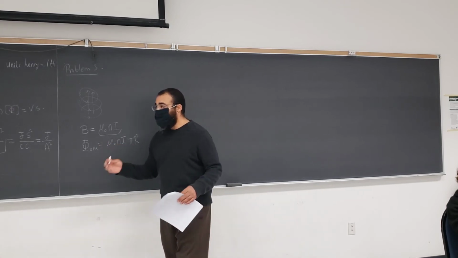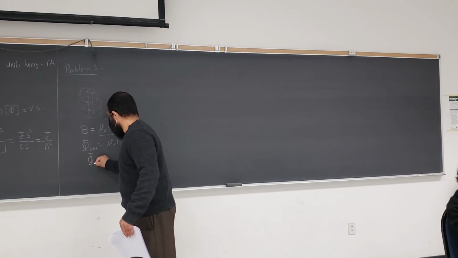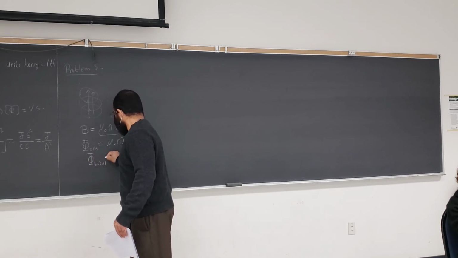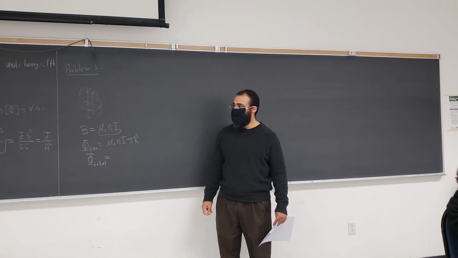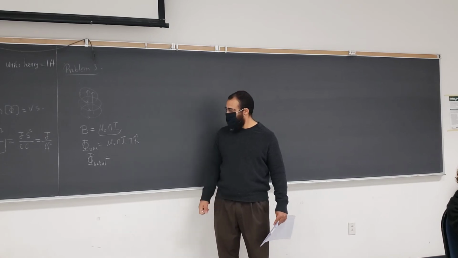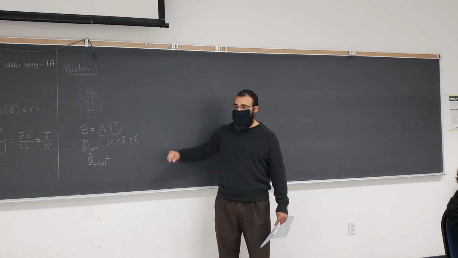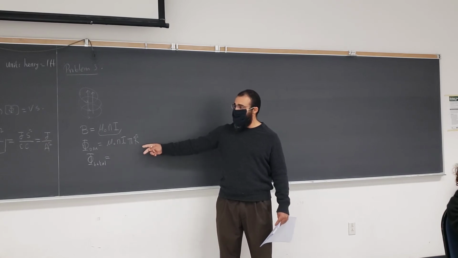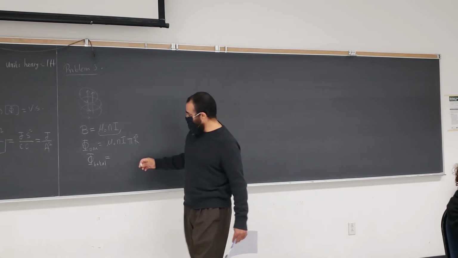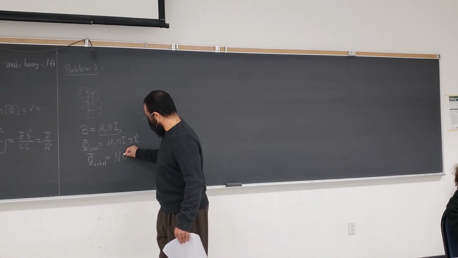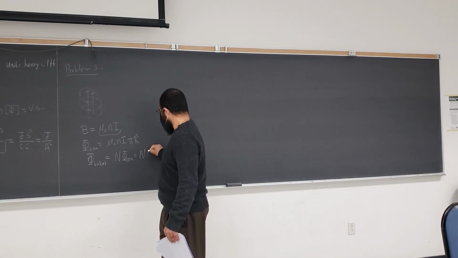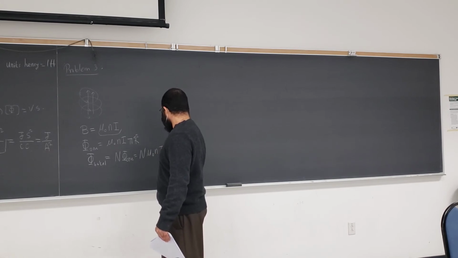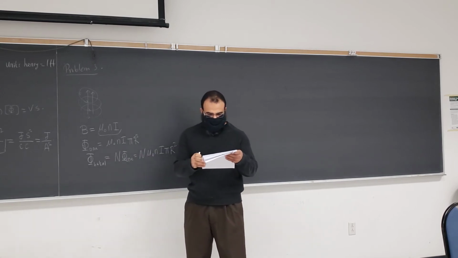So what's the total flux? What can we say about that? If you have N loops. If you have one loop, it's just that. If you have 2 loops, what do you do to this flux? Multiply by 2. So if you have capital N loops, you will do capital N times the flux through 1 loop, so you get capital N, mu naught, little n times I times pi times r squared. Do they give me capital N? Yeah, they say capital N.